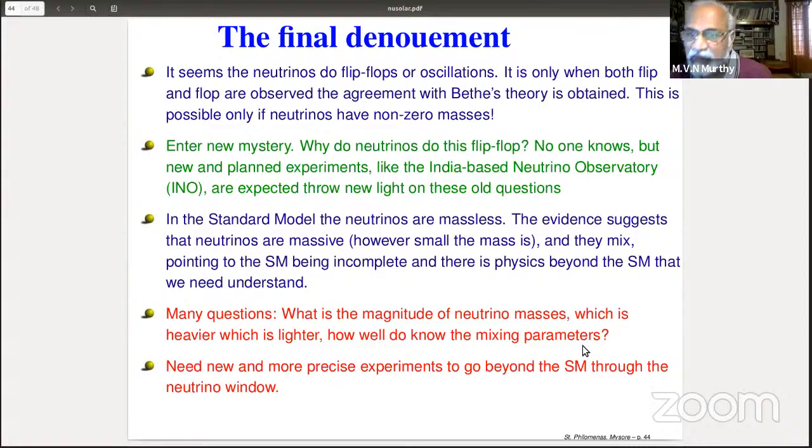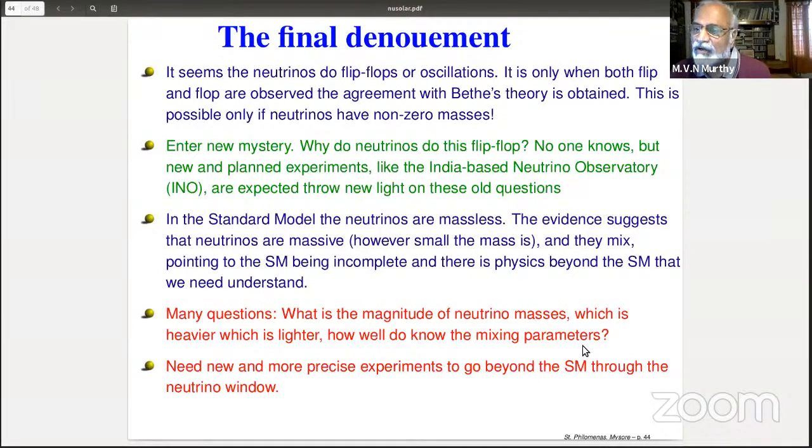There's a new mystery. Why do they do these oscillations? Why are the mixing angles theta non-zero? What is the origin of these mixing angles? Is there a fundamental theory which tells you how to calculate them? No one knows. It's an open problem. But there are new and planned experiments which may give more information, like the India-based Neutrino Observatory. There are many other experiments around the world. In fact, Professor Kate Scholberg summarized all those experiments.